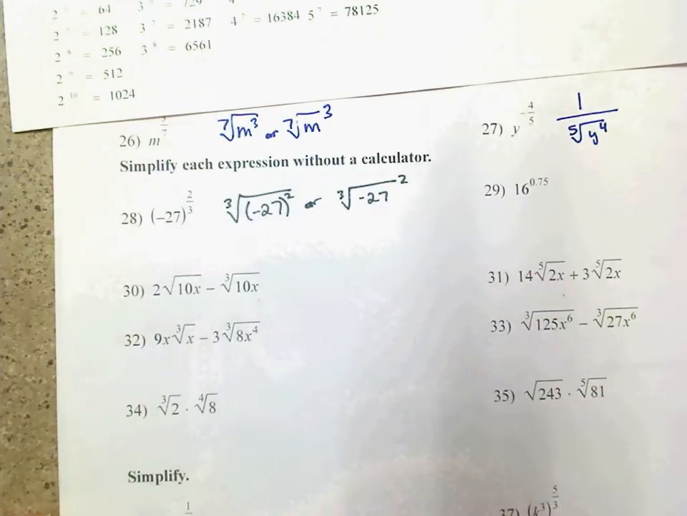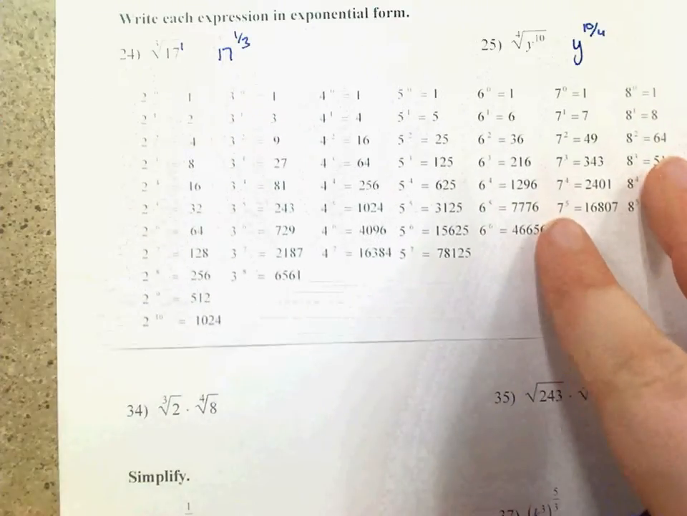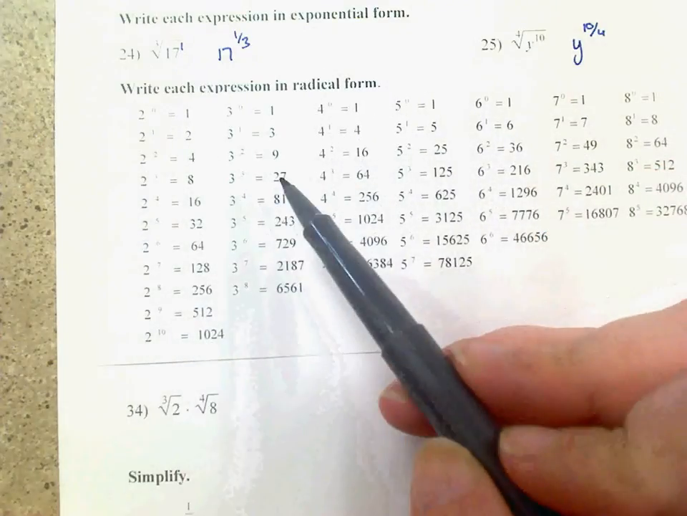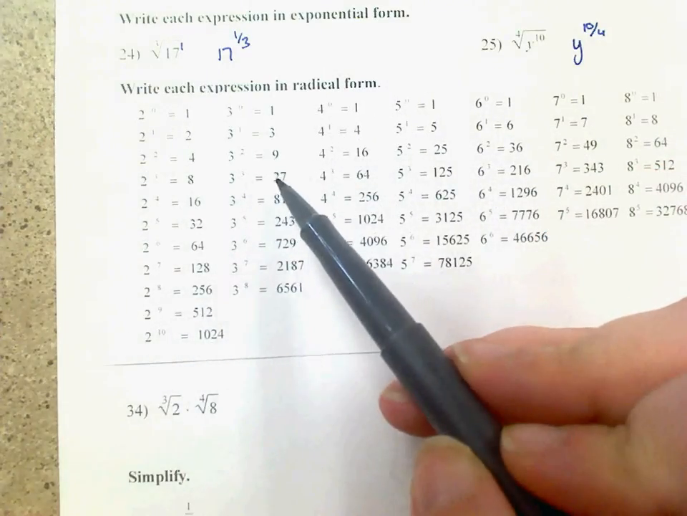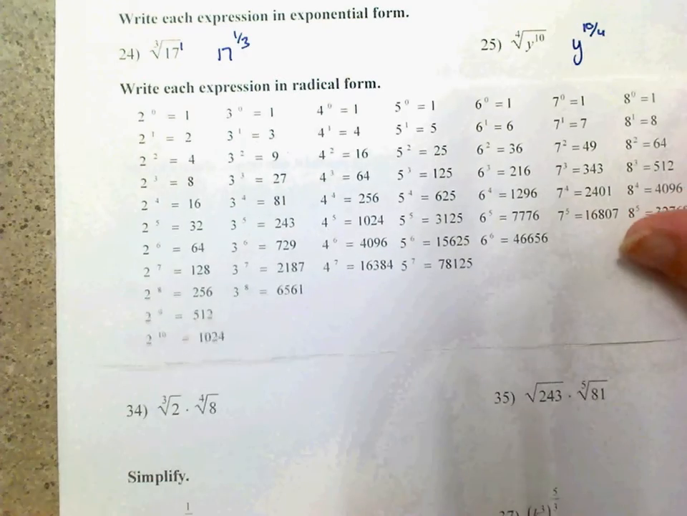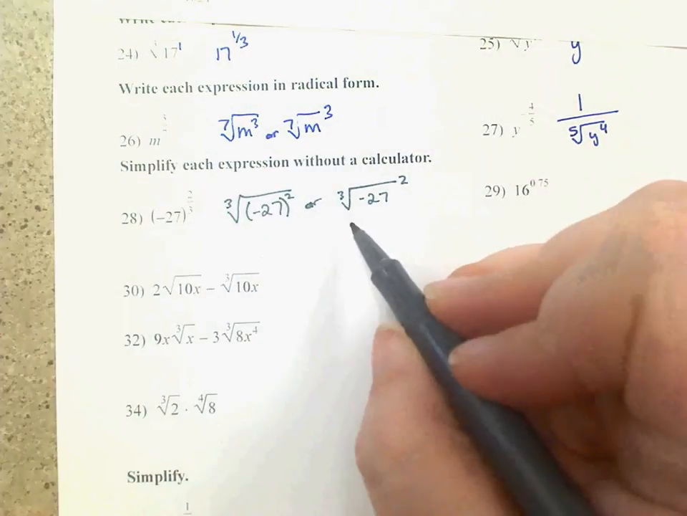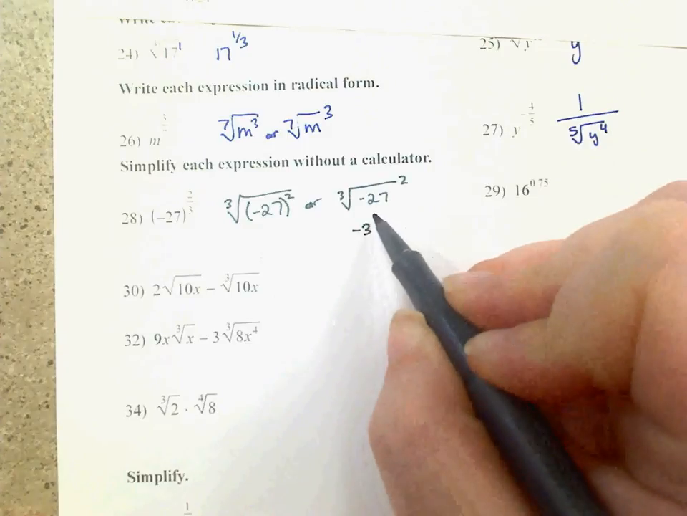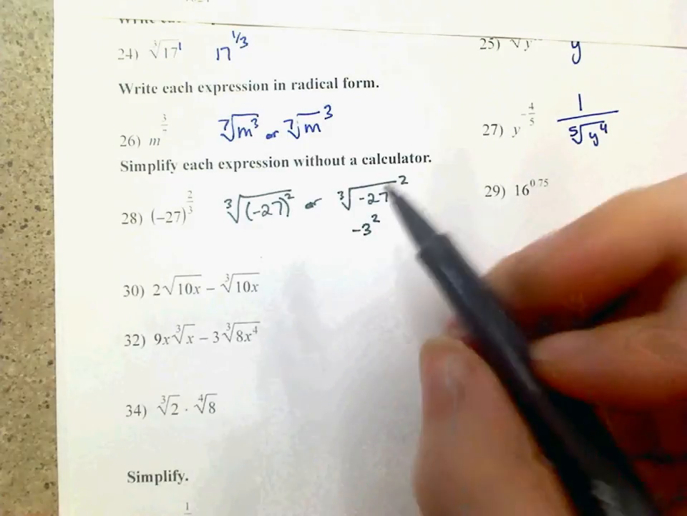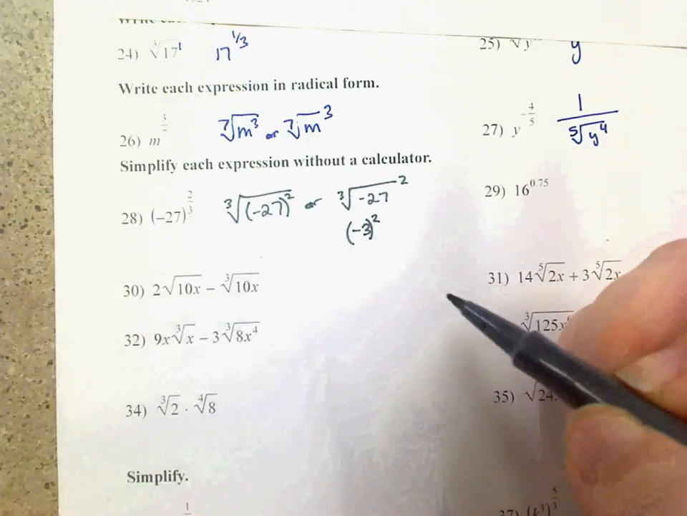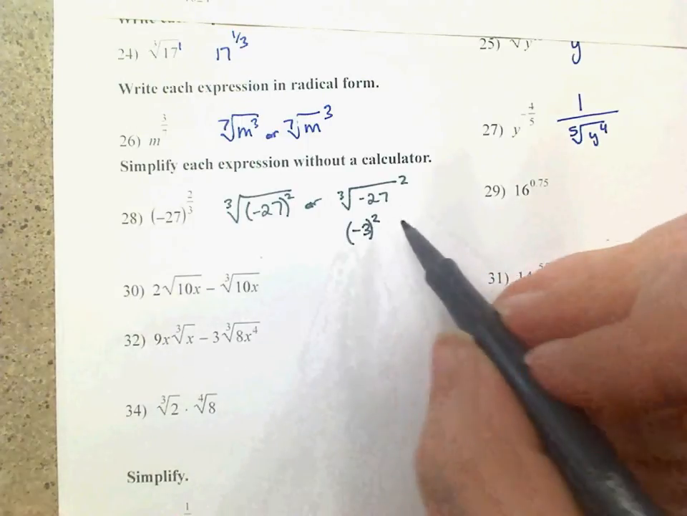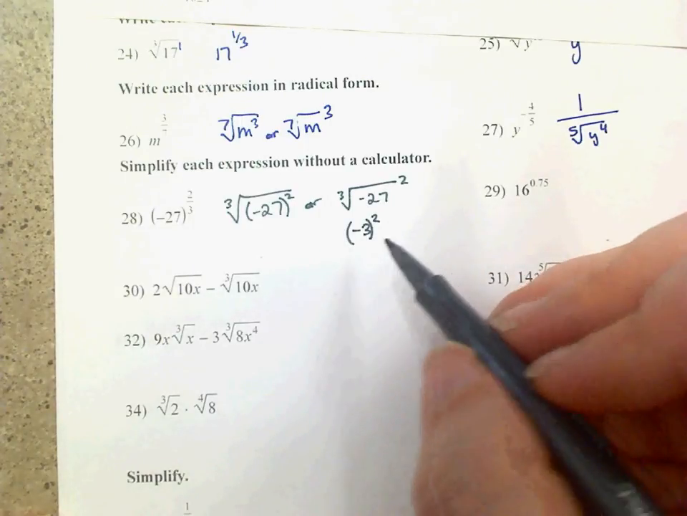Maybe it's on my power chart, maybe it's not. But I do know that the cubed root of negative 27 is negative 3. 3 cubed is 27, so the cubed root of negative 27 is negative 3. Odd roots of a negative number are negative. So that is negative 3. And I have a lot of people writing this on the homework. Okay, it's negative 3 squared. And you need to be very careful because negative 3 squared is quite a bit different from negative 3 squared. So that is a positive 9.